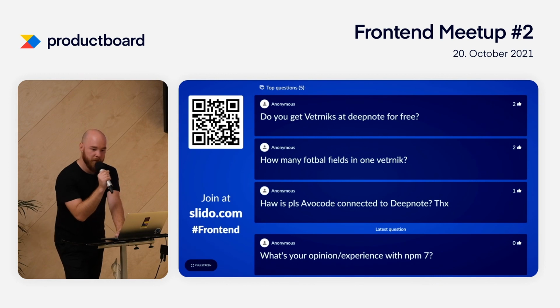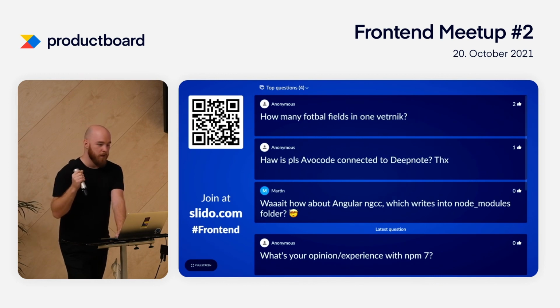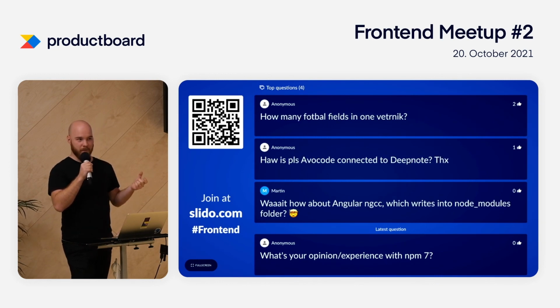Do you get Veterniks at Deepnote for free? No. But you get this Brex card, and when you are hiring people, you can take them for lunch or Veternik, and you can pay for that.